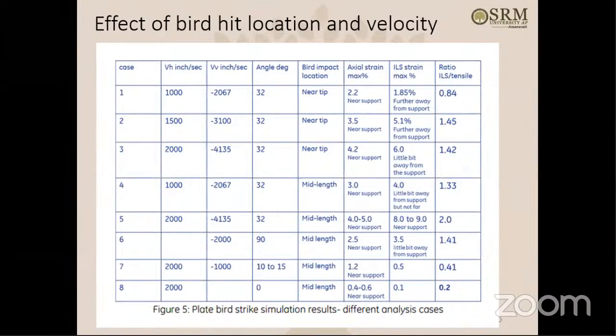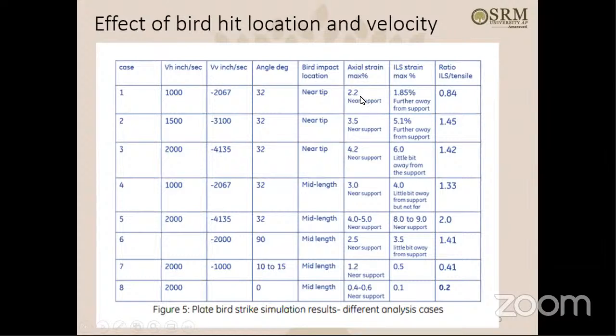What it shows here are the different cases that we tried. If you look at the first case, the bird is hitting the plate at some oblique angle. As it is hitting at an oblique angle, we are dividing this velocity into vertical and horizontal components. That's what it's showing here, the horizontal component and the vertical component. That's why the effective velocity is at some angle. It is hitting the blade at an angle of 32 degrees, and the bird impact location is near the tip.